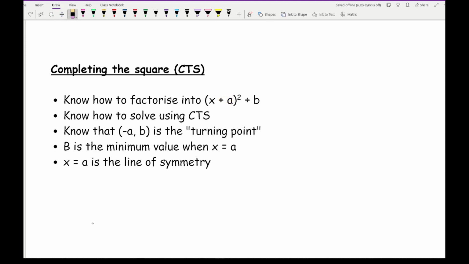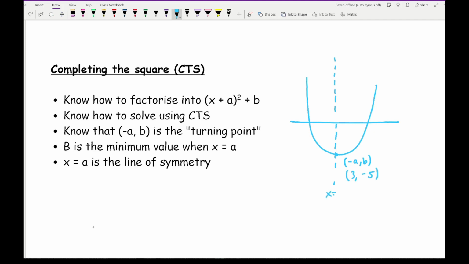And also, if you're asked, and again, I don't think this will be on there because there's no mention of symmetry on the revision list, but just remember that the equation, shall I say, x equals −a is the line of symmetry of that parabola. So for example, here, I just do a parabola here. This point here is (−a, b). And so if I had to work out what the line of symmetry is going to be, so let's say just pick two numbers. Let's go for 3 and −5. So the equation of the line of symmetry will be x equals 3.